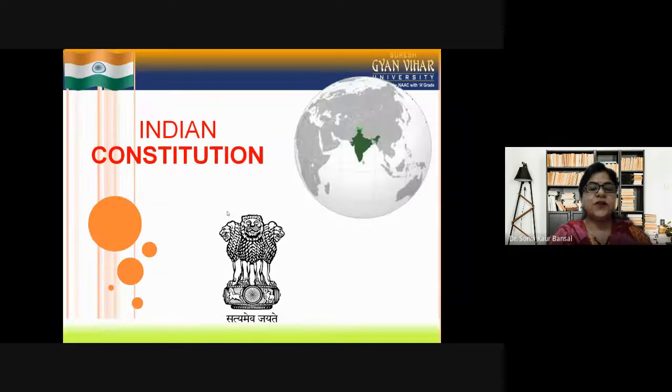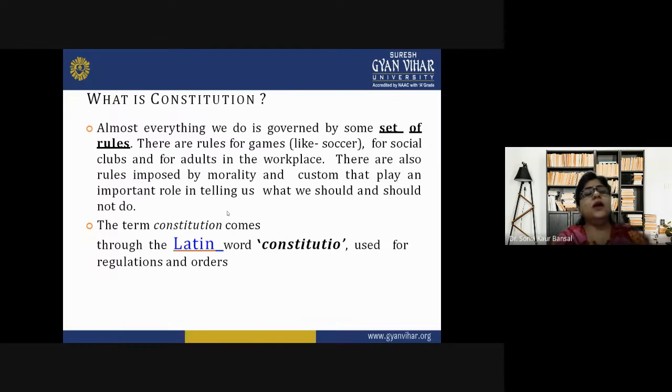So let's start with the Indian Constitution, beginning with the beautiful emblem, Satyamev Jayate. Just as a recap, I'm again telling you what a constitution is. Almost everything we do is governed by some set of rules. There are rules for games like soccer, for social clubs, and for adults in the workplace. There are also rules imposed by morality and custom that play an important role in telling us what we should and should not do.